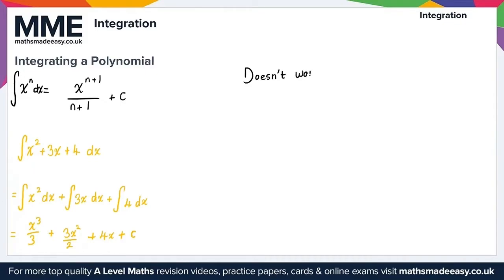So it doesn't work for n being equal to minus 1. And the reason for that is because it would mean that we're dividing by 0. Okay, so it's important to note that here. So that gives us everything we need there for integrating a polynomial.